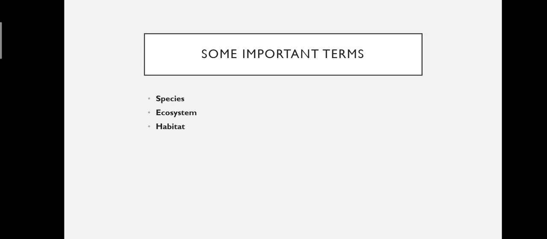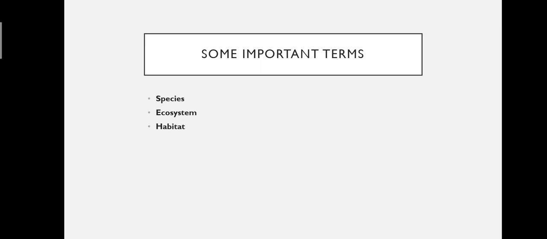Now next in this chapter, we will learn what the causes of the loss of biodiversity are, then what steps have been taken to conserve biodiversity in different regions. But before we learn about biodiversity loss and conservation, we will learn about these terms: species, ecosystem, habitat.